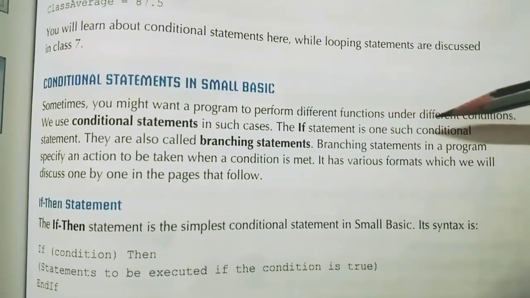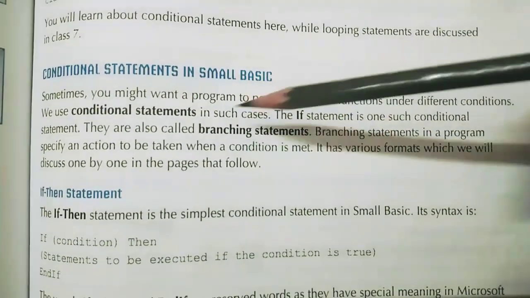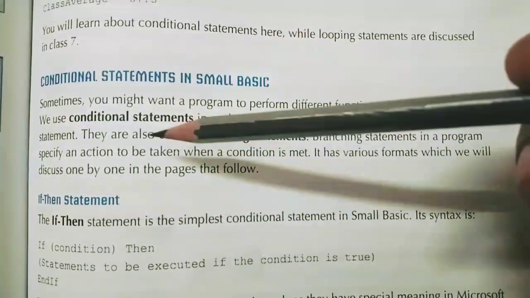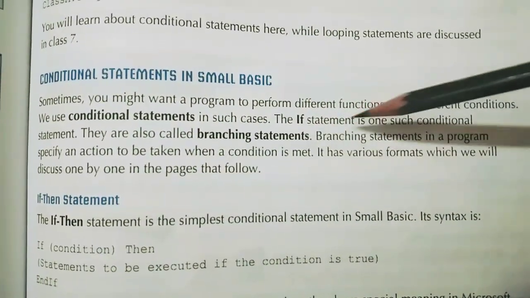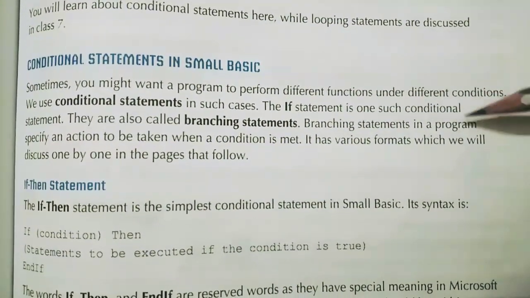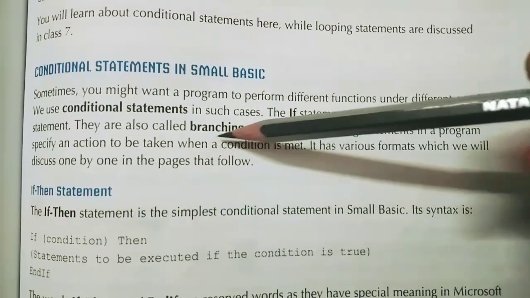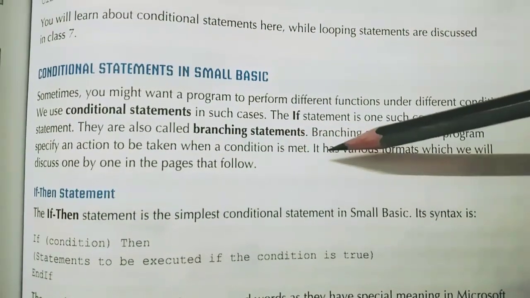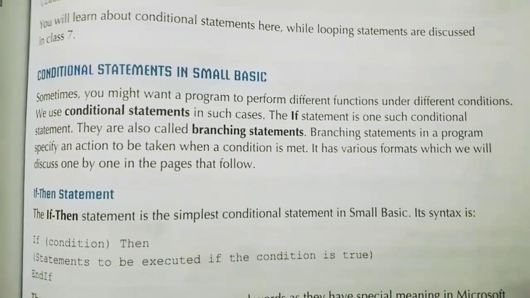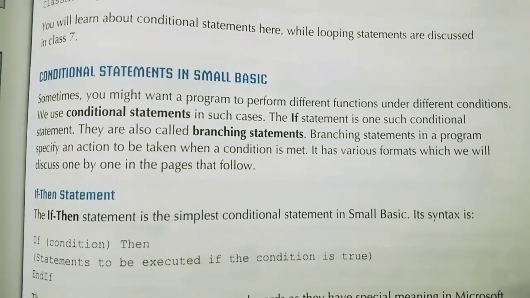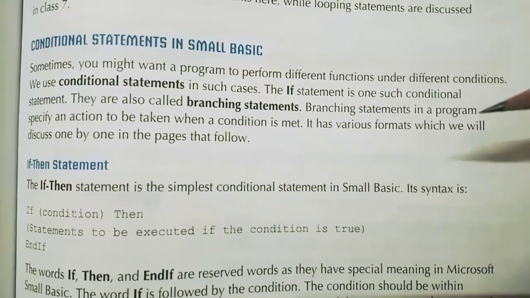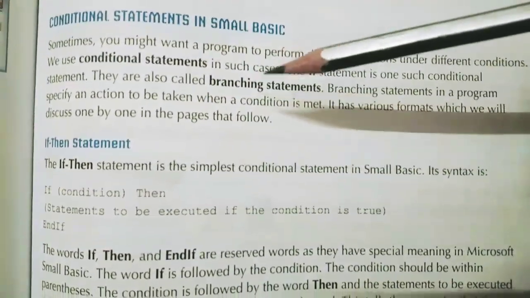The if statement is one such conditional statement. So if is the conditional statement used in Small Basic. They are also called the branching statements. This is another name. Branching statements in a program specify an action to be taken when a condition is met. Suppose some condition is met, then only it will execute, otherwise not execute. It has various formats which we will discuss one by one in the pages that follow.